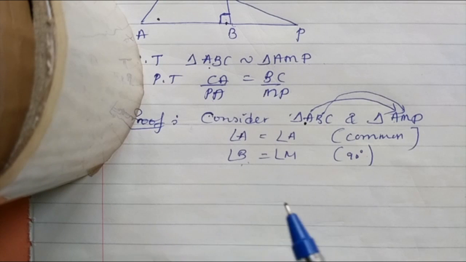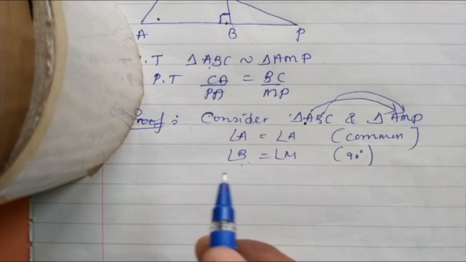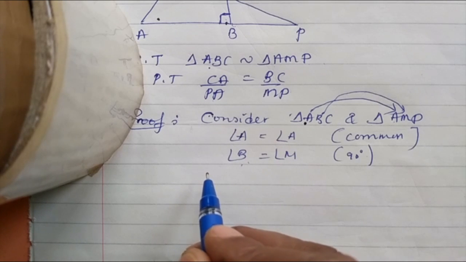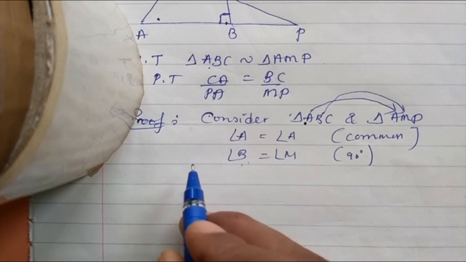So compared to congruency, it is easy, students. In congruency, we must have three points, but here two pairs of equal angles are enough. The third angle, no need to find. That is left to you. It is your choice, two angles or three angles. Minimum two, maximum three angles.